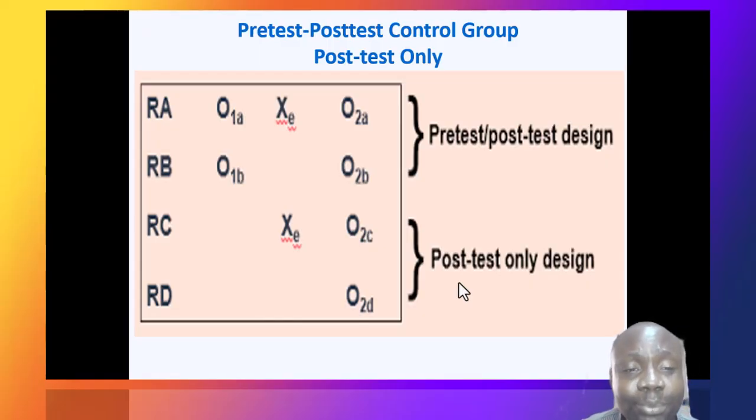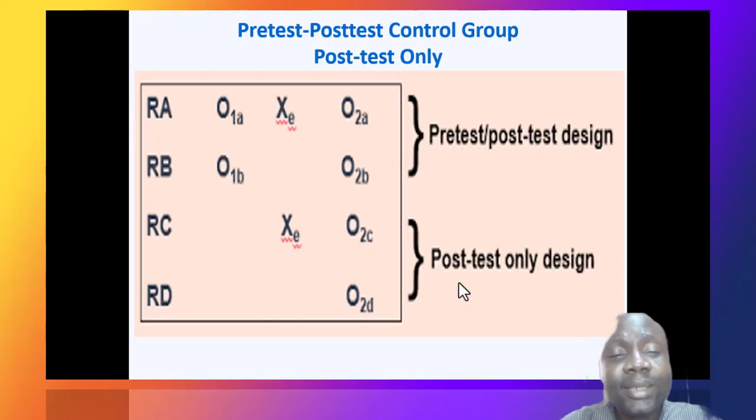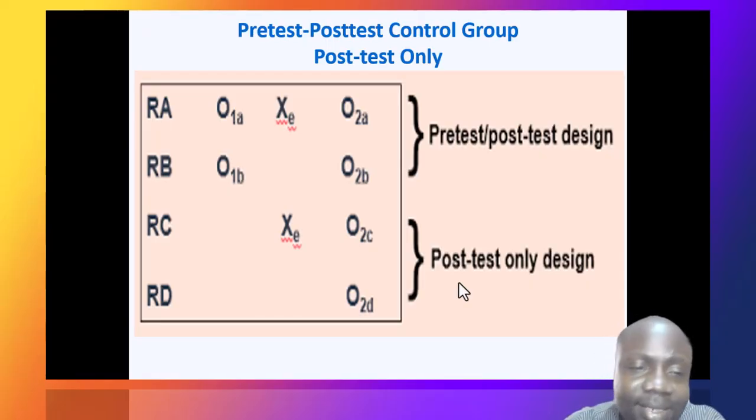Then we have the RB, which is O1B and O2B. In that one, you will see that there is no XE. In the true science, they always put a placebo. That means the group that is control will have something that is not the treatment so that we can compare. So that's what is obtainable in the pre-test, post-test design.